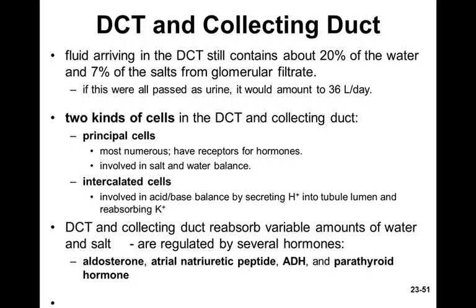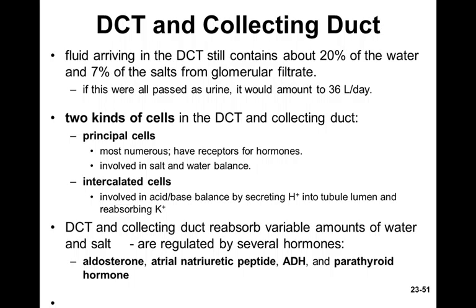There are two kinds of cells in the DCT and collecting duct. You have principal cells and intercalated cells. The principal cells are the most numerous. They make up the bulk of the DCT and collecting duct. They have receptors for hormones, so they're going to receive hormones, and they're involved in salt and water balance. The intercalated cells are mainly involved with acid-base balance.